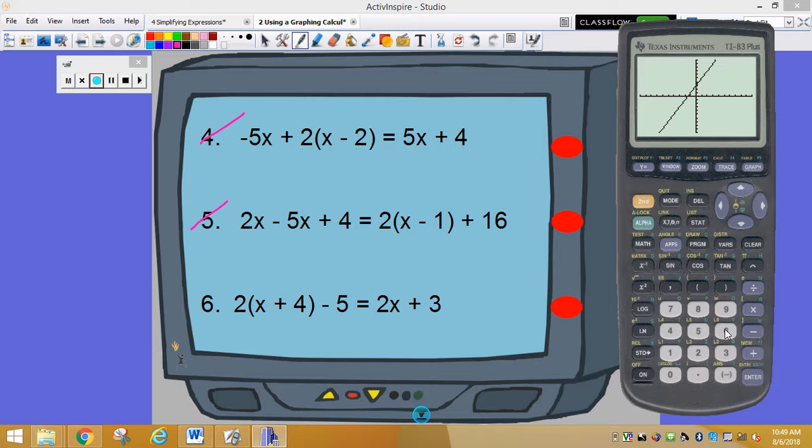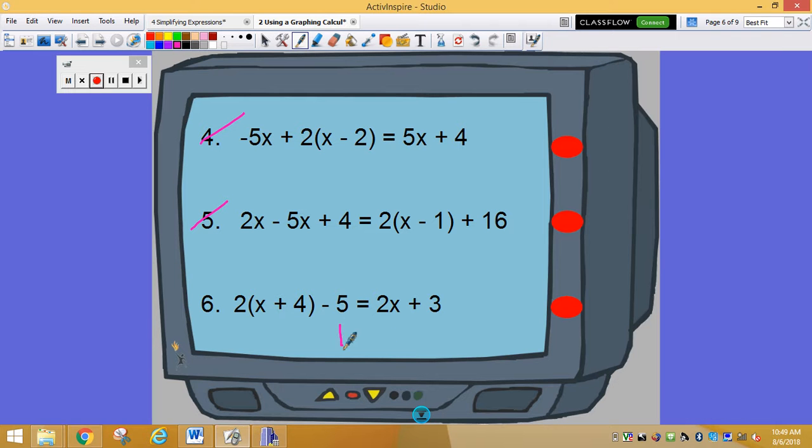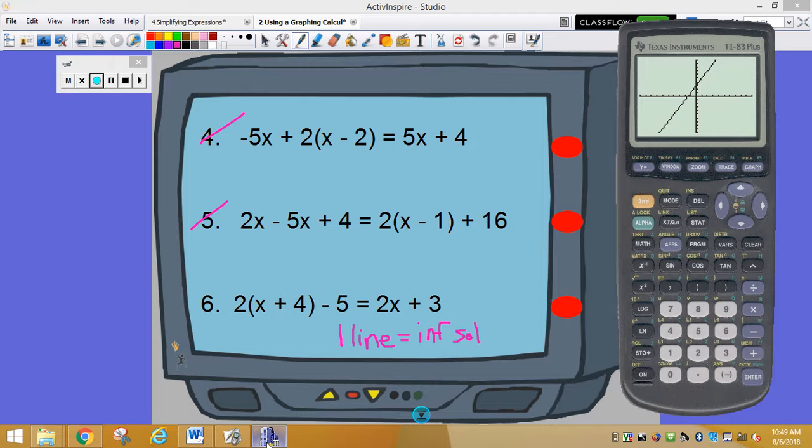Okay. Now, how many lines popped up? 1. Okay. There's only one line. That means there are infinite solutions. So you're going to have to know that. If you're going to use the calculator, you have to know if you graph it and only one line shows up, that means there are infinite solutions.